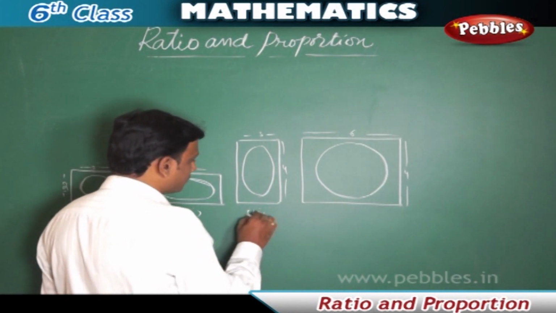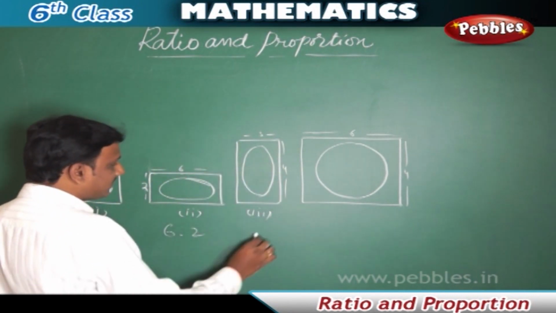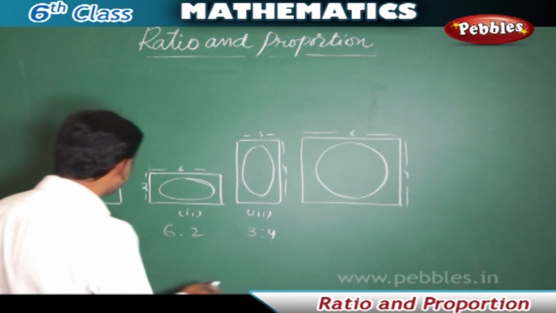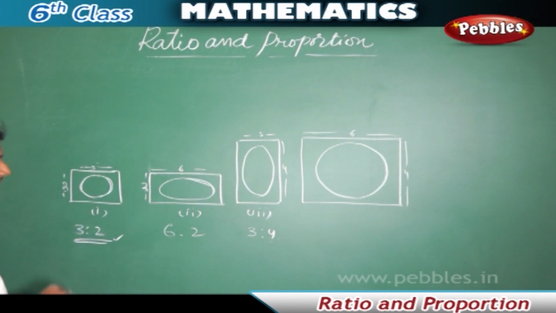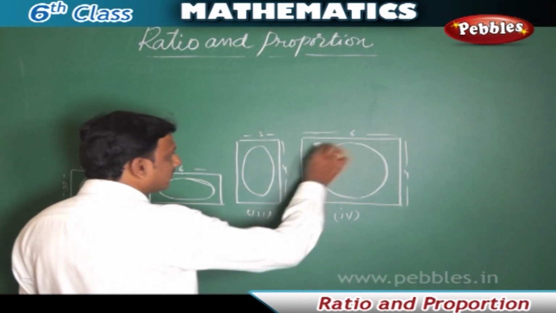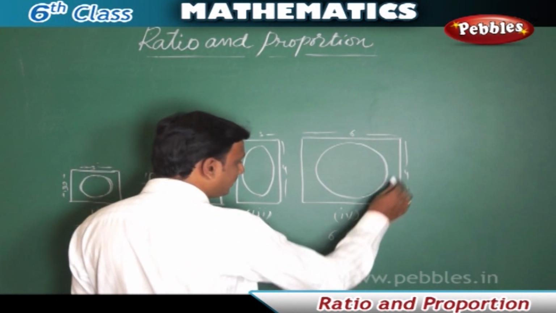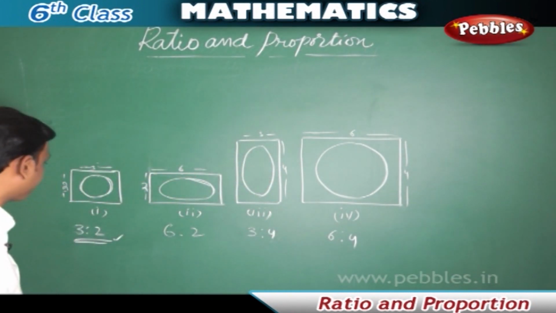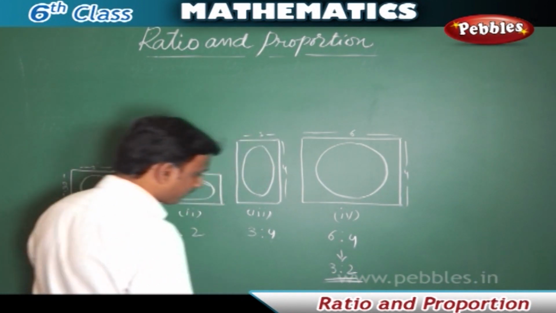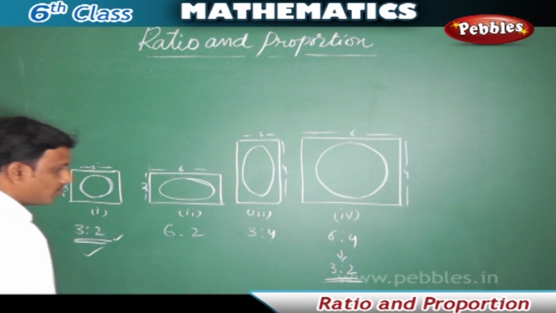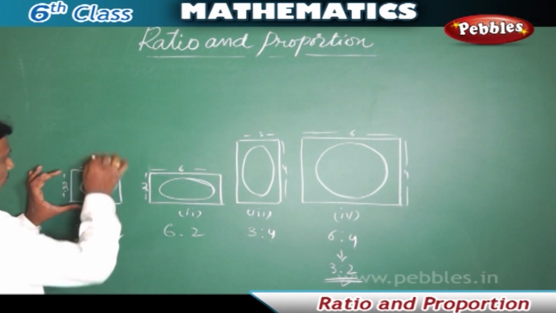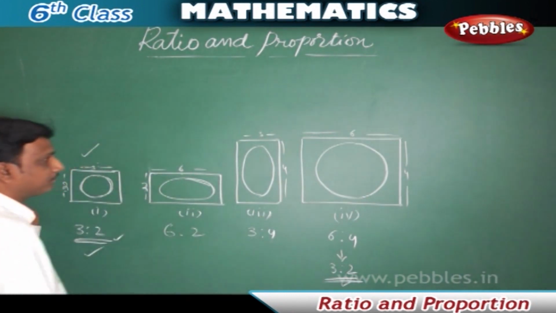And look at the third picture. Here the length is 3, but the width is changed to 4. Actually, it is 2 centimeters in the original picture. Now come to the fourth picture. Here the length is 6 and the width is 4. If you write this in simplest form, it is 3 is to 2. So here the ratios of picture 1 and 4 are the same.